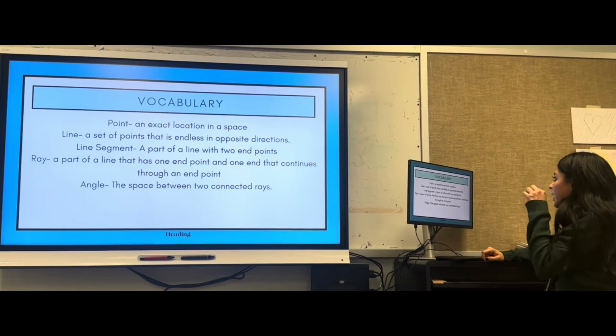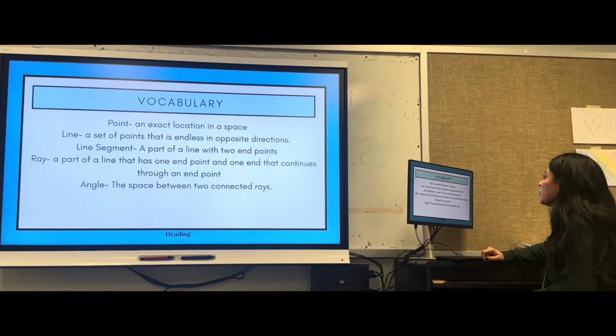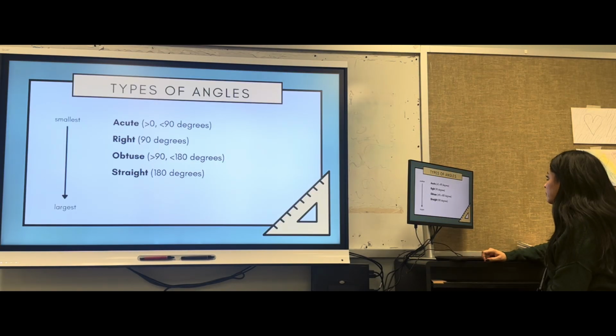Let's go over some vocabulary that we learned earlier this week. Point: an exact location in a space. Line: a set of points that is endless and in opposite directions. Line segment: a part of a line with two endpoints. Ray: a part of a line that has one endpoint and one end that continues on. Angle: the space between two connected rays.